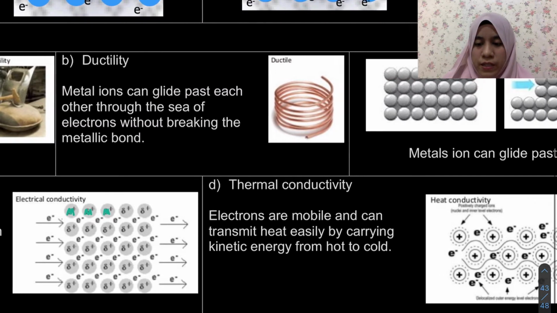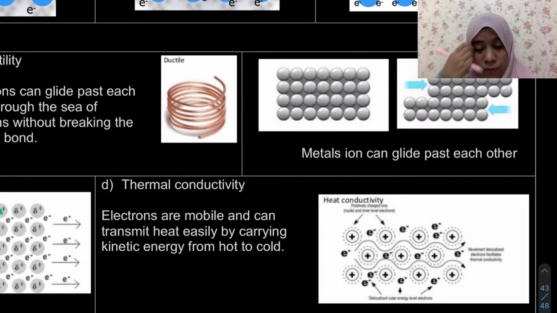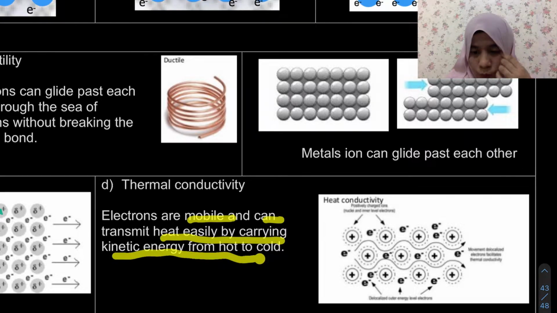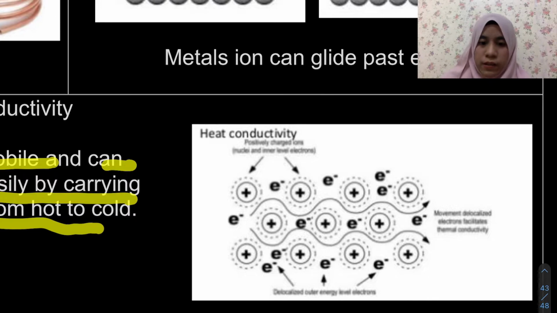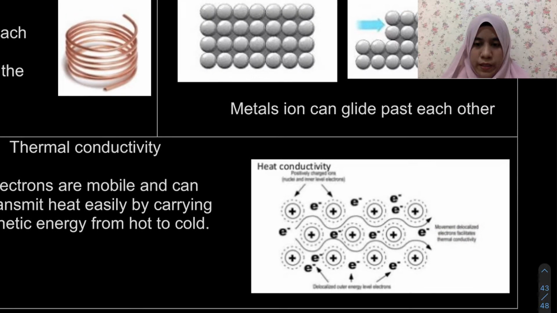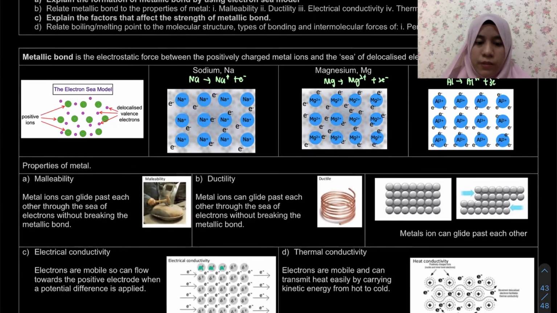And last but not least is the thermal conductivity. So, sama juga, since it is mobile, it can transmit heat easily by carrying kinetic energy from hot to cold. So, dekat sini kita tengok heat conductivity. So, the movement of delocalized electron facilitate thermal conductivity. So, sebenarnya the sea of delocalized electron ni give rise to the properties of metal. So yang ini memang simple sajalah. Nak explain banyak pun tak ada banyak sangat nak explain.